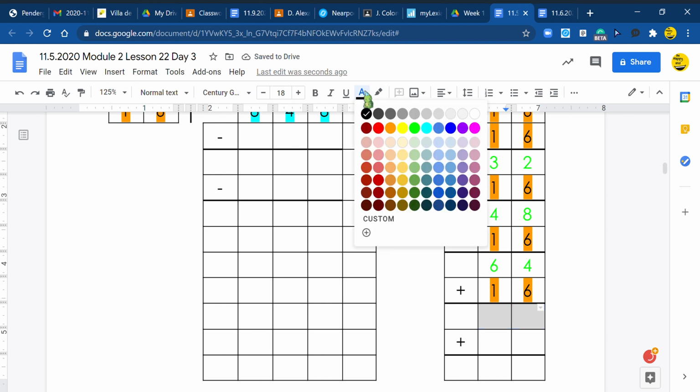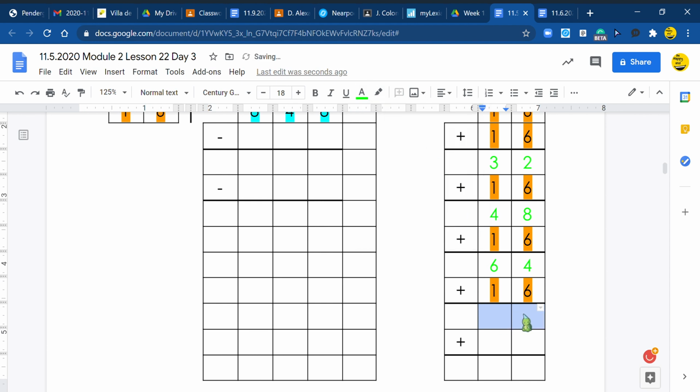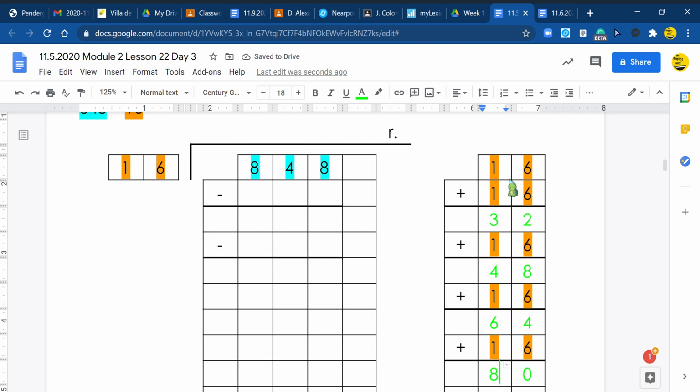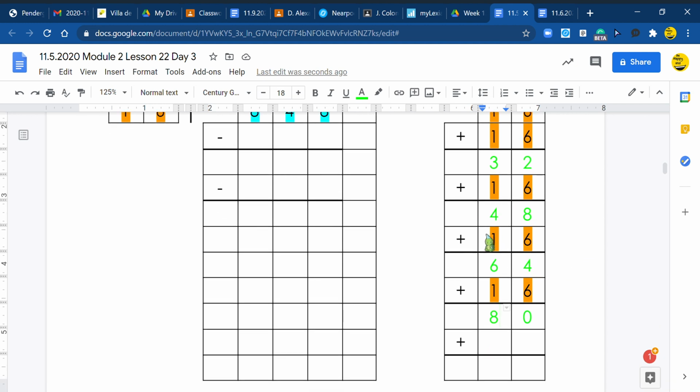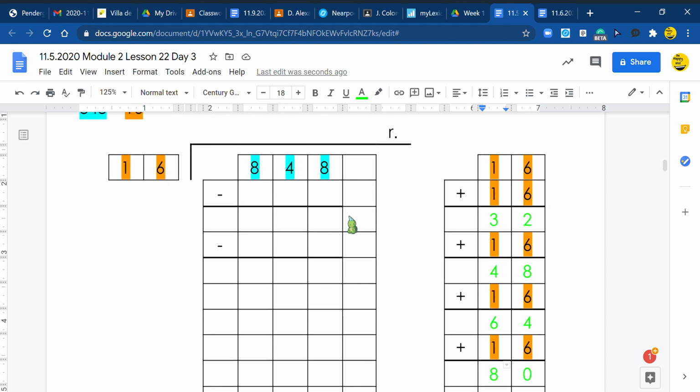Now, please remember, these are the multiples of 16. 6 plus 4 is 10. 6 plus 1 is 7, plus 1 is 8. So these are the multiples of 16. We have 16 times 1 is 16. 16 times 2 is 32. 16 times 3 is 48. 16 times 4 is 64. And 16 times 5 is 80. So now we're going to go look at our problem.